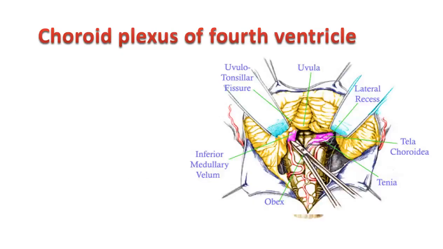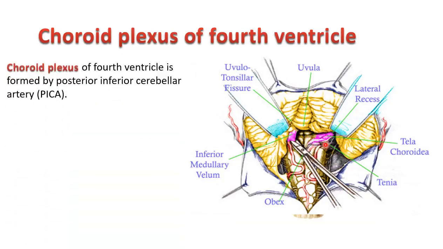Next, what forms the choroid plexus? You are able to see this is the part of the vermis, and the tonsils have been retracted. Now you are able to see the inferior medulla. The posterior inferior cerebellar artery is actually projecting as the choroid plexus into the cavity. So the choroid plexus is mainly formed by the PICA, the posterior inferior cerebellar artery, which is going to supply the under surface of the cerebellum. You are able to see that.